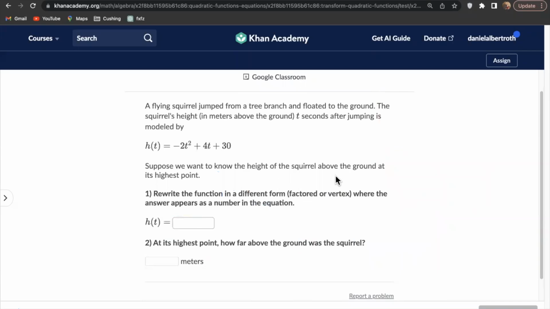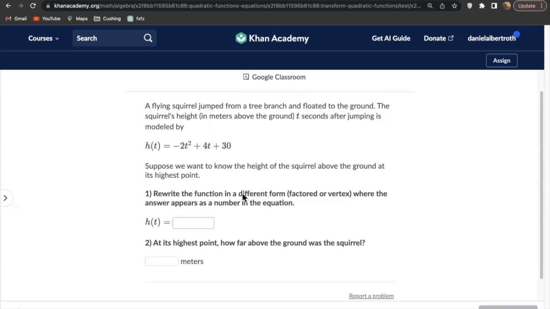All right, so this question says a flying squirrel jumped from a tree branch and floated to the ground. The squirrel's height in meters above the ground, t seconds after jumping, is modeled by h of t. So the height of the squirrel over time is negative 2t squared plus 4t plus 30. Suppose we want to know the height of the squirrel above the ground at its highest point.